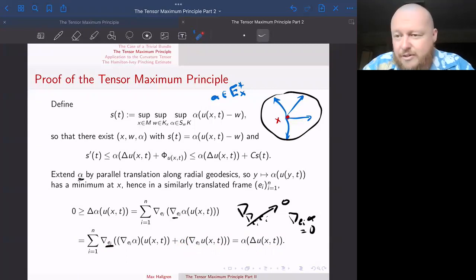I'm confused by that very last bit. So for every e_i, the alpha vanishes along the e_i?